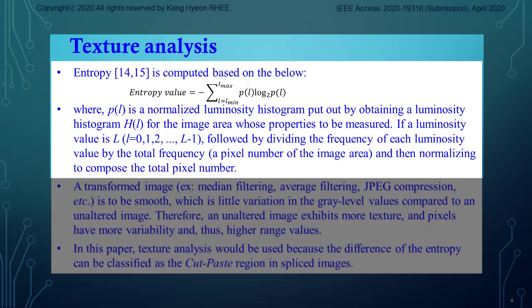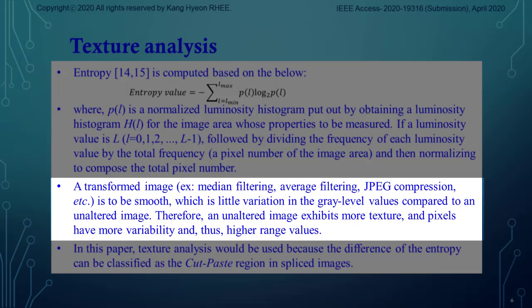Where P_L is a normalized luminosity histogram obtained by getting a luminosity histogram H_L for the image area whose properties are to be measured. The luminosity value is L equals 0, 1, 2, up to L-1, followed by dividing the frequency of each luminosity value by the total frequency, the pixel number of the image area, and then normalizing to the total pixel number.